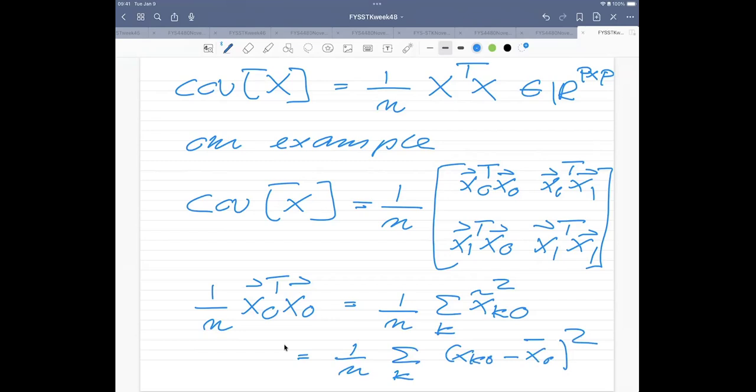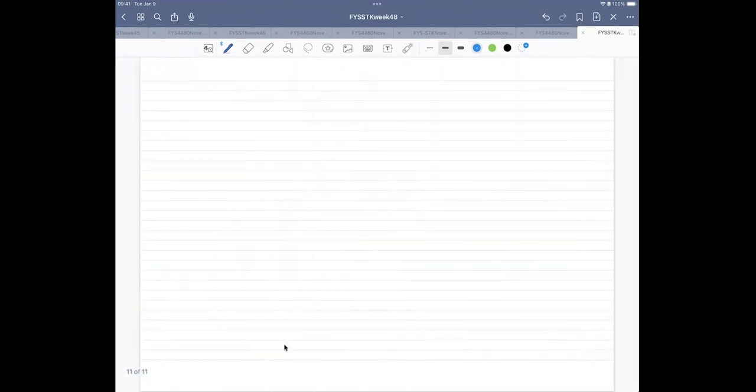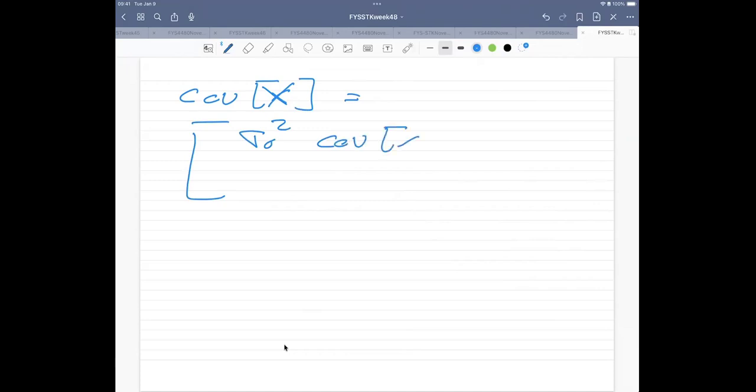This is the variance. And we normally wrote that as a sigma squared, so this would be sigma 0 squared. So that means that I can actually rewrite this covariance matrix of the matrix X as sigma 0 squared, then there's a covariance of x0, x1, and then I have a covariance of x1, x0, and then I have the variance sigma 1 squared.